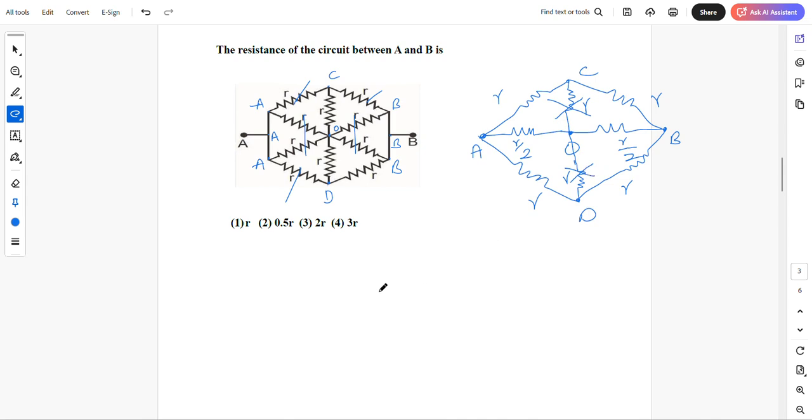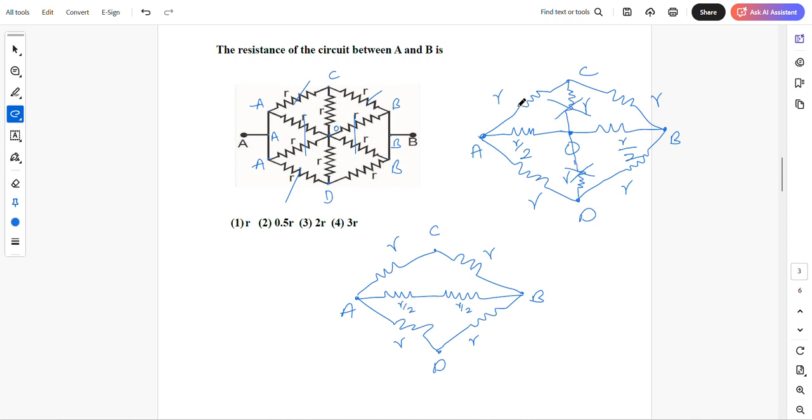So the circuit will become like this. Now only this will be there: R, and this is C, and this is R. And this is R by 2 as it is, R by 2 as it is there. Now between A and D, R is there. Between B and D, R is there. Okay, this is how much? R by 2, and this is also R by 2.